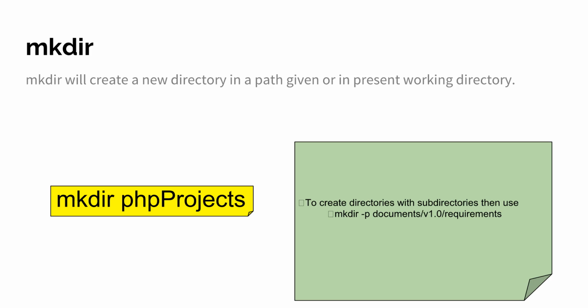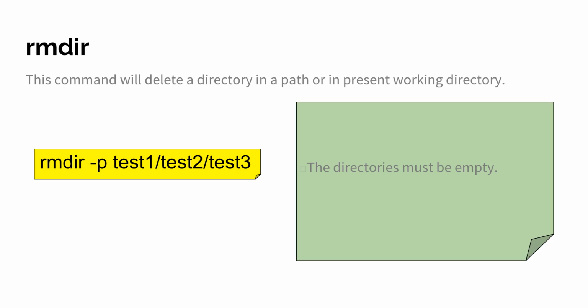To create directories with subdirectories, you can always use the -p switch, which knows that it has to create directories recursively, and then it creates these directories in the current directory, documents as v1/requirements. Okay. Remove directory, this will delete a directory, okay, in a path or in the present working directory.